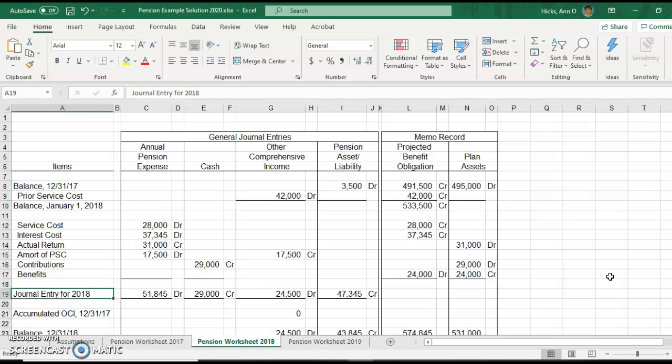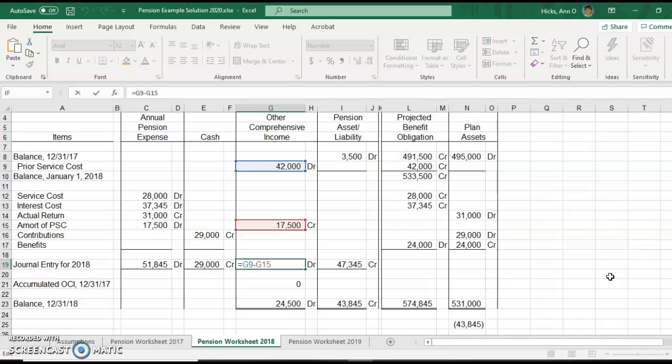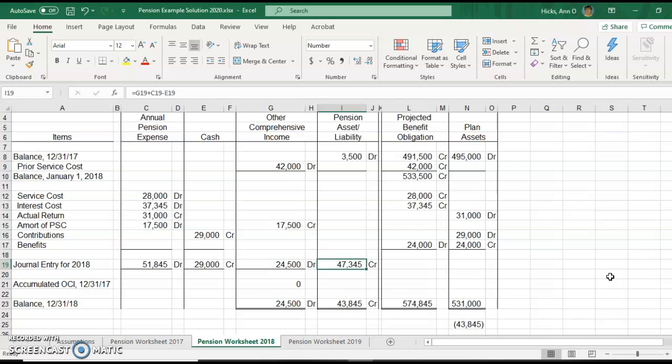Now, let's move on down, and what we see is the annual pension expense computes to $51,845. That's an addition of the debits and a subtraction of the credit. We'll credit cash for $29,000. We will make a debit to other comprehensive income for $24,500, which is the net of the original prior service cost and the current year amortization. This number, the adjustment to pension asset liability, is really just a plug to make the entry balance. We'll come down below and prove that it is correct.